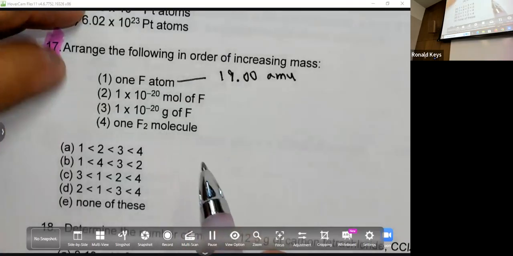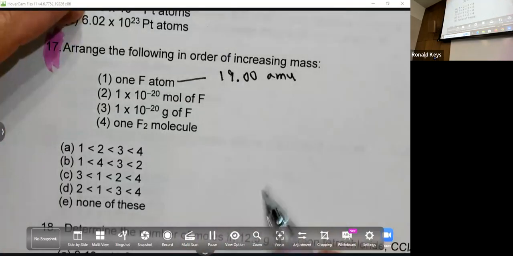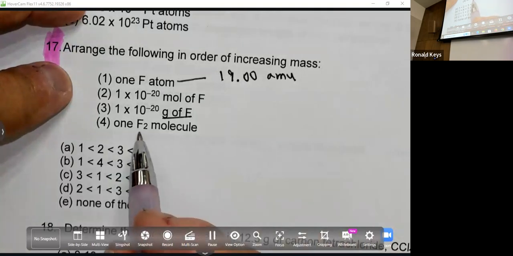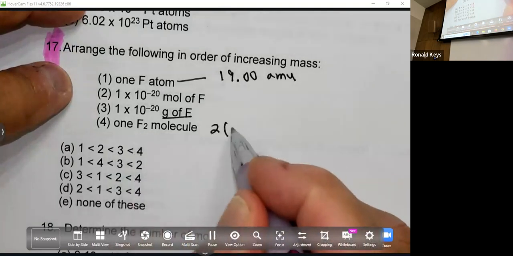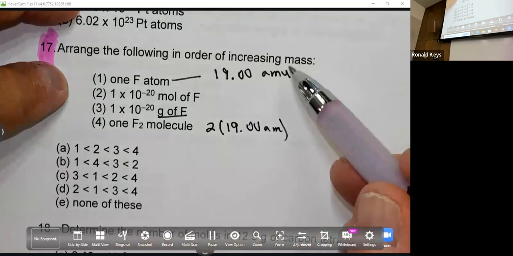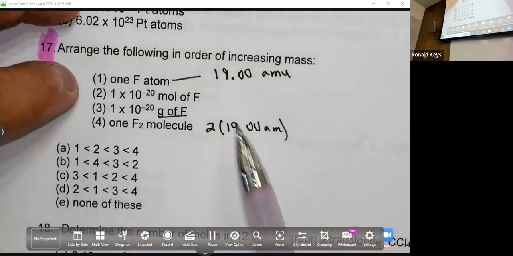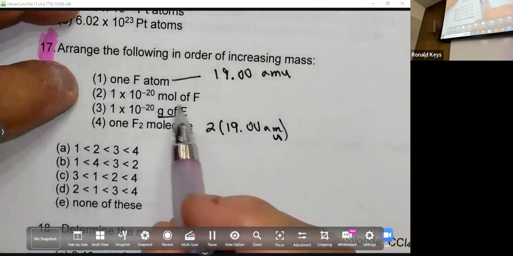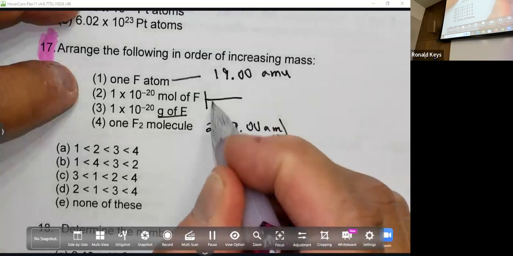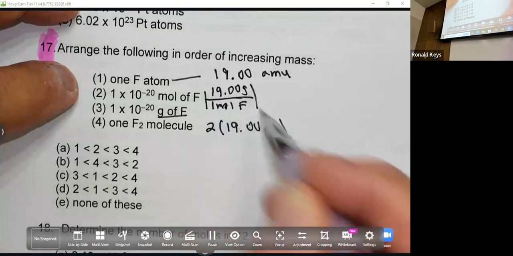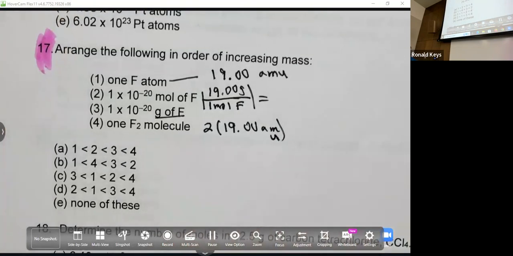Now, the safest way to do this is to get everything in grams. This one is already in grams. If you have one F2 molecule, it's going to be 2 times 19.00 AMU. And you can convert AMU to grams. You know this one is going to be lighter than this one. AMU. This mole here, you can go 1 mole of fluorine is 19.00 grams. So probably the best thing to do for that is to get everything in grams.